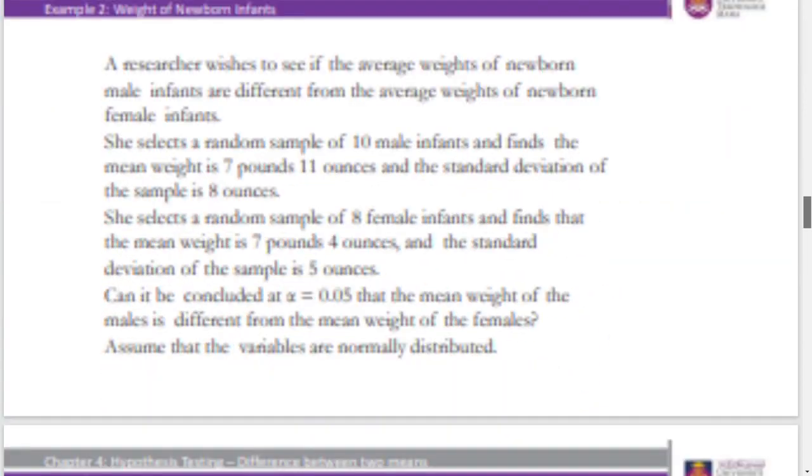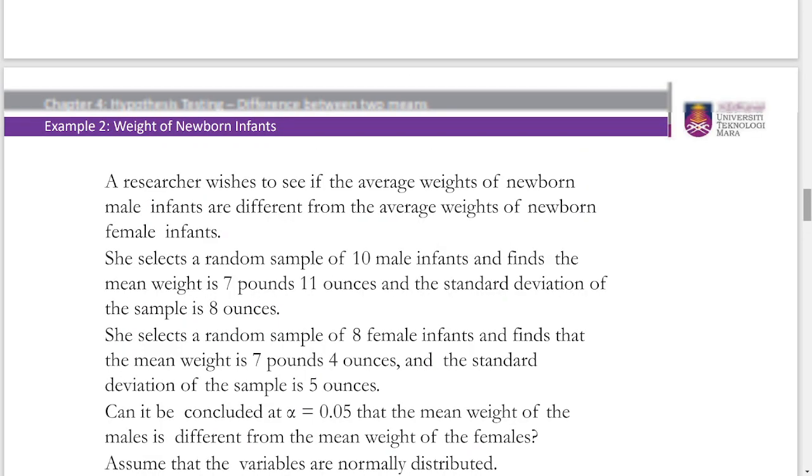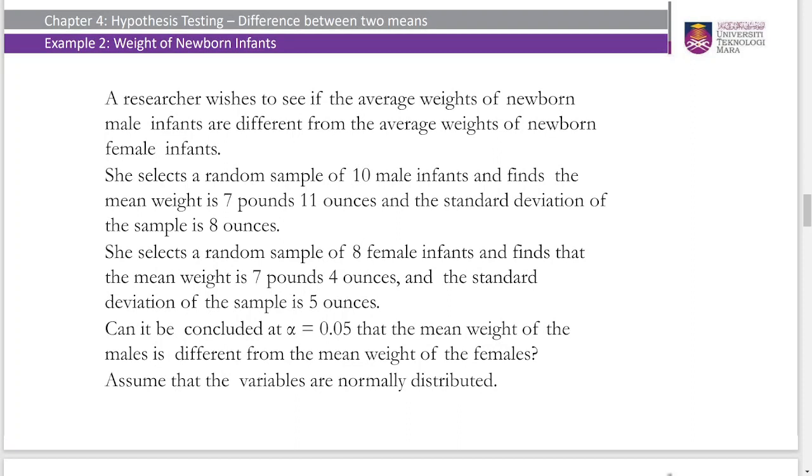So kita tengok satu contoh dekat sini. Okay, dia katakan kat sini, a researcher wishes to see if the variance, okay, weight of newborn male. So this one is similar to the example yang kita buat dalam estimation. She selects a random sample of 8 females and so on, and can it be concluded that alpha equal to mean? Assume that the variables are normally distributed.